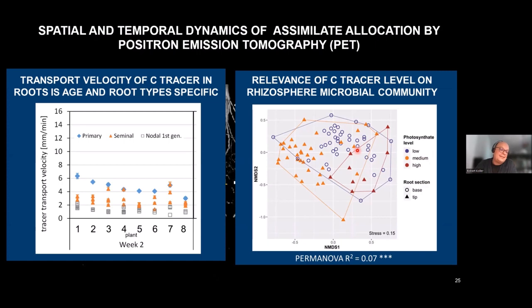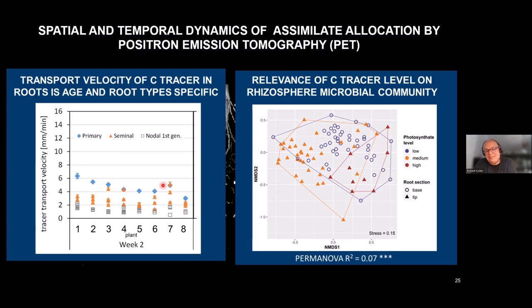And on the other hand, as I said, we can also determine the transport velocity of the tracer, how fast the recently fixed carbohydrates are transported in the different root types below ground. And you can see here in the color code in blue the primary root, in orange the seminal roots, and in pale or white the nodal roots of the first generation. You can see that the transport velocities within the different root types differ quite a bit. And also in time, these velocities are increasing.